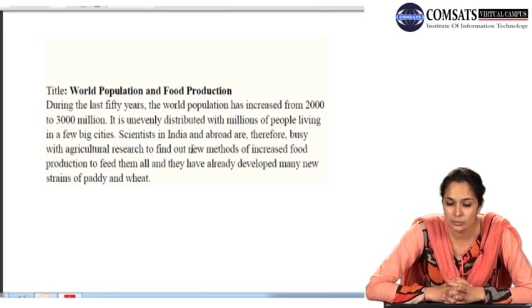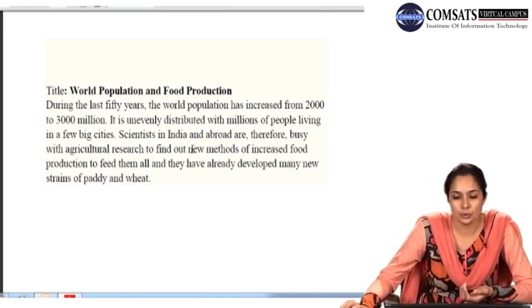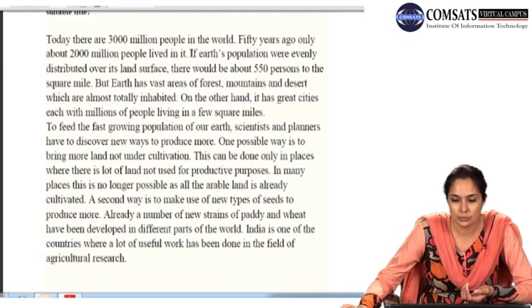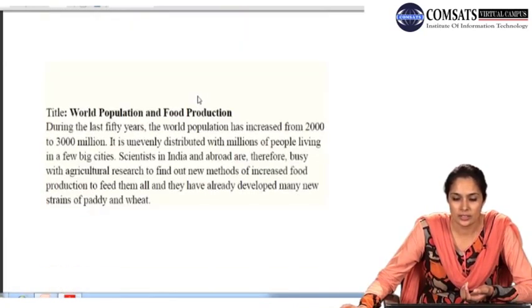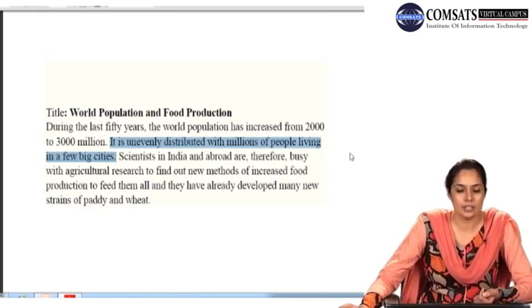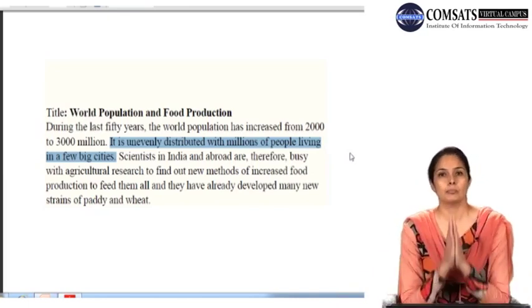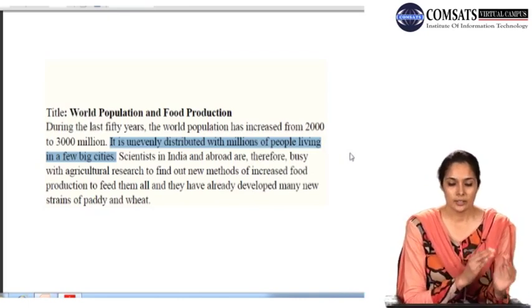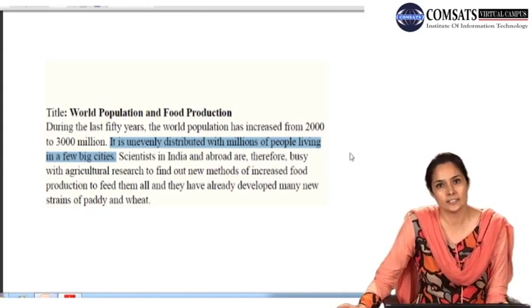It is unevenly distributed with millions of people living in a few big cities. This whole point of yours, starting from this sentence to here, has been changed into just this line: It is unevenly distributed with millions of people living in a few big cities. So that's how you have to do it. You have to identify the important, the relevant pieces of information and change them into very small, concise sentences.